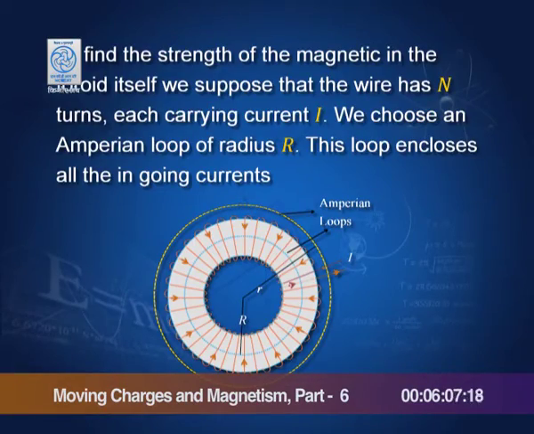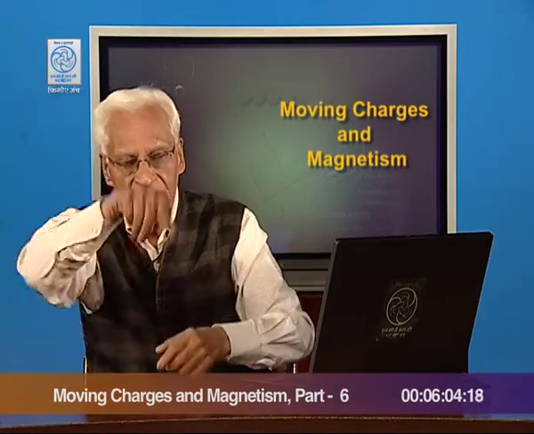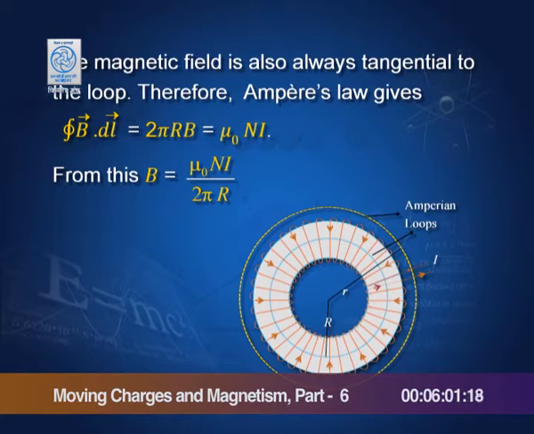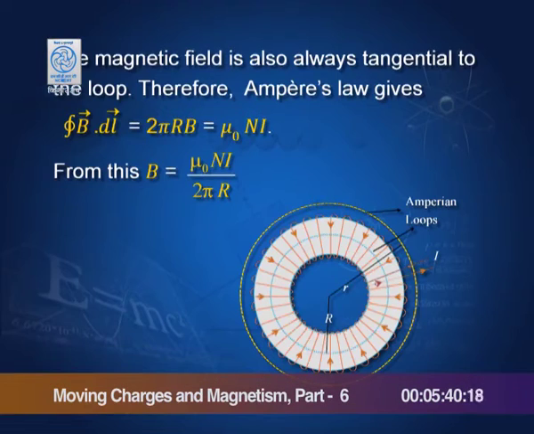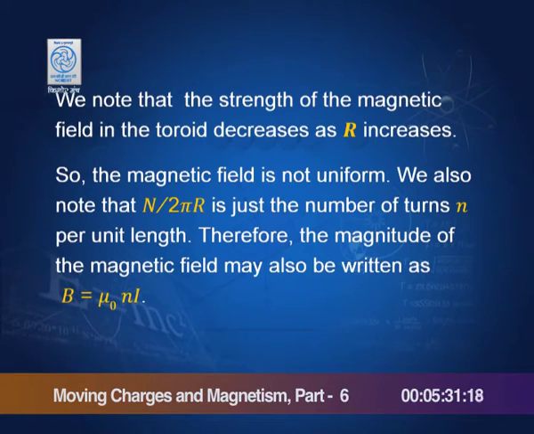So, when you integrate along the loop, the length is 2 pi capital R times the field strength along this circle, and that must be equal to mu 0 times the currents which are going in. So, 2 pi R B equals mu 0 times n I, where n is the number of turns, and from this you get B equals mu 0 n I by 2 pi R, and n by 2 pi R is nothing but the number of turns per unit length. Therefore, it is simply the same formula, mu 0 small n times I, where small n is the number of turns per unit length.